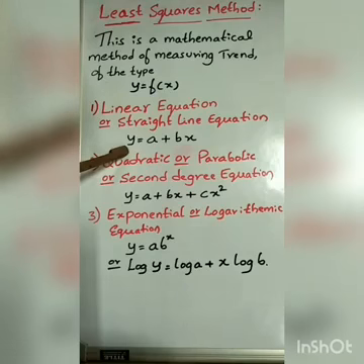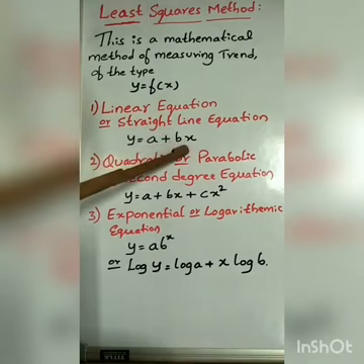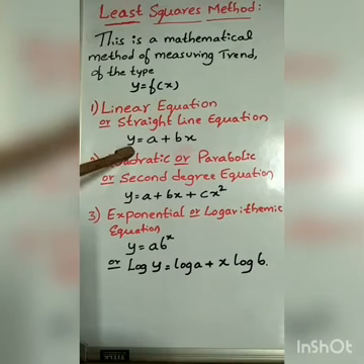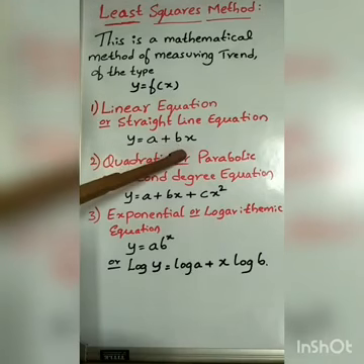Y is given values and x is time points in terms of years. Usually it will be given, for example, 2000, 2001, 2002, 2003 till 2010 may be given the time values, and given values may be of import, export, production or anything of that kind. Those will be interpreted as y. And a and b are constants which are to be determined.